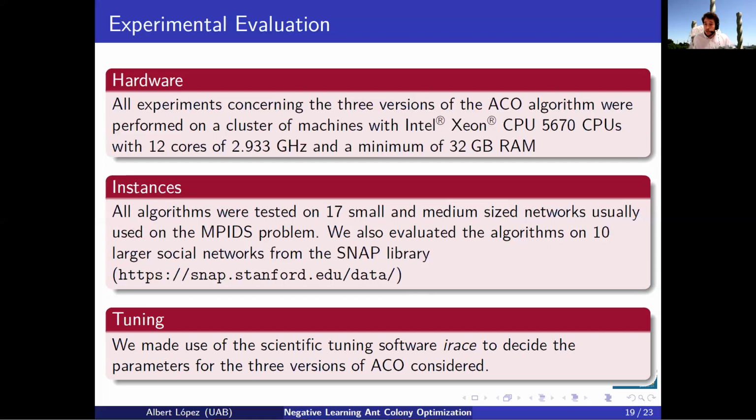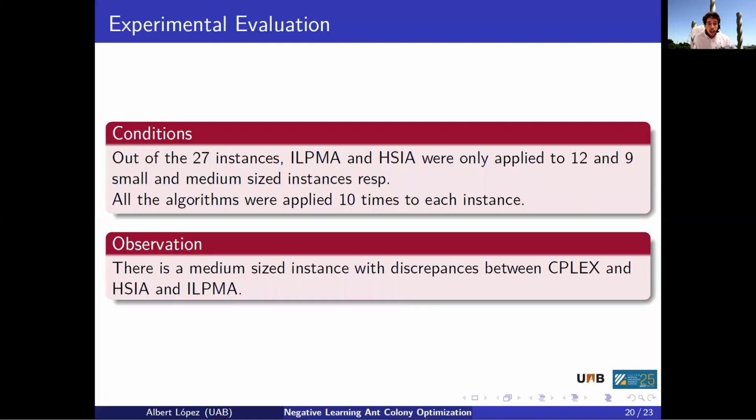taking into consideration three subsets. All of this is described in the paper. Finally, the other two algorithms that are ACO were applied in their respective papers to the 17 instances, and these have to be taken into account. And as an observation, for a concrete instance, we have found discrepancies.